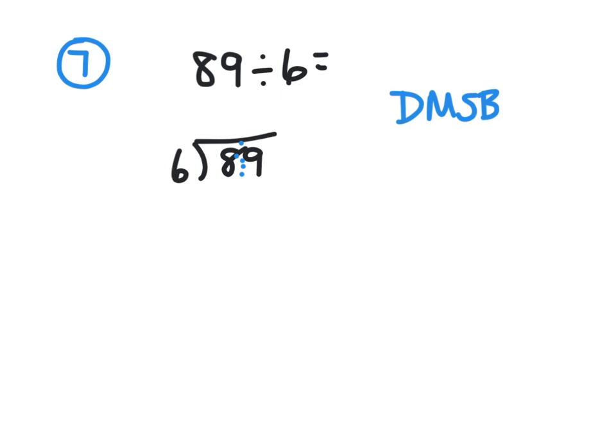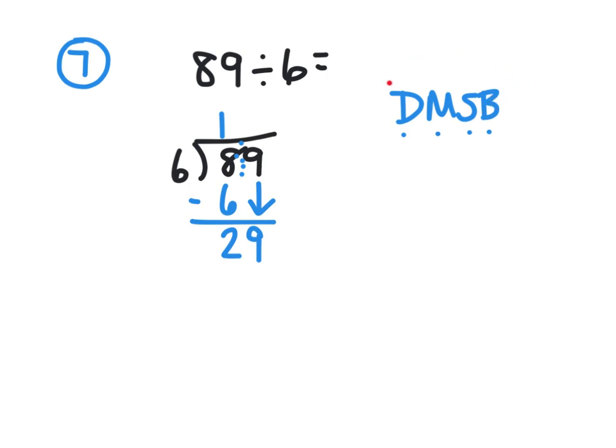And our first question is, how many times can 6 go into that 8 for our division step? It goes in there 1 time. Our multiplication step is 1 times 6, which is 6. Our subtraction shows us that we have 2 remainders in the tens place. And then we bring down the 9.